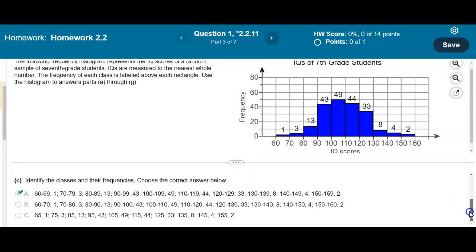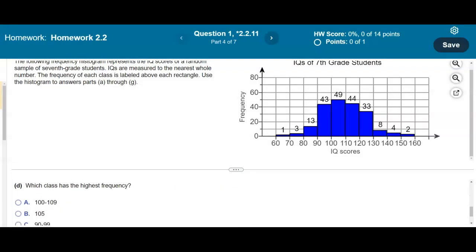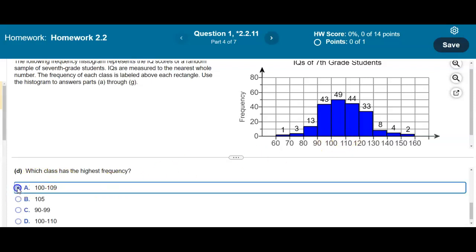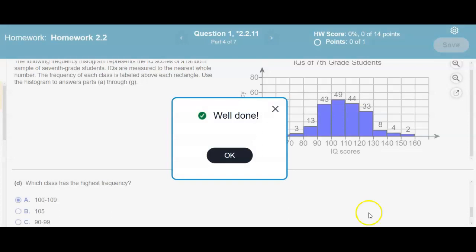Alright, let's take a look at the next question. Okay, now it says, which class has the highest frequency? So we need to look, okay, which one has the highest frequency? So we see that 49 is the highest frequency. And that class is going to go from 100 to 109. And therefore, that is our answer.